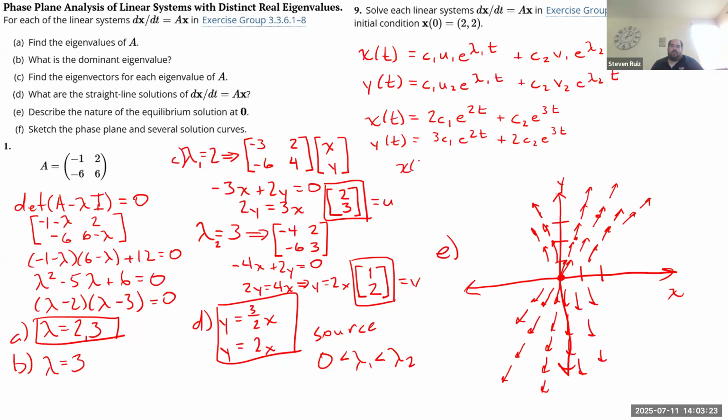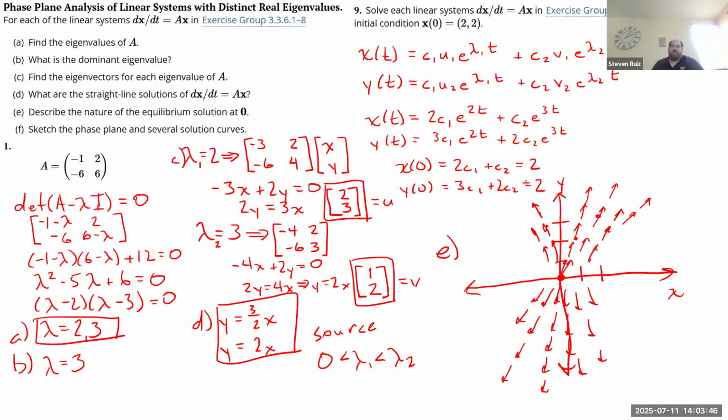So what's x of 0? x of 0 is equal to 2c1 plus c2, which equals 2. y of 0 is equal to 3c1 plus 2c2, and that's equal to 2 as well.